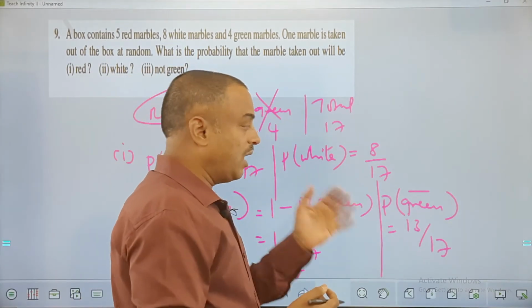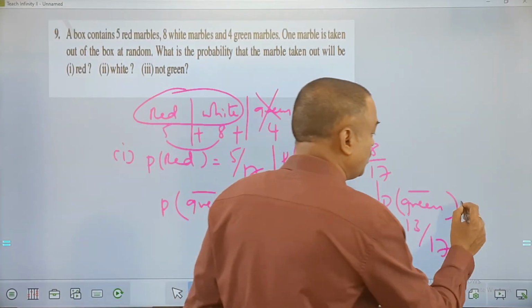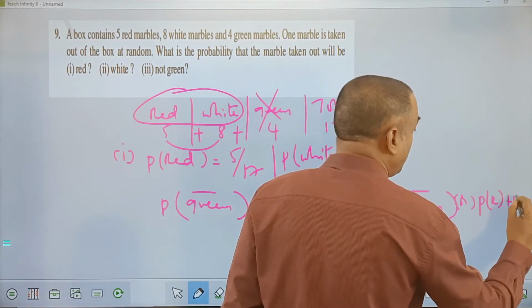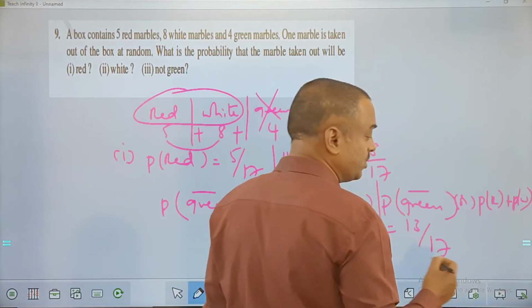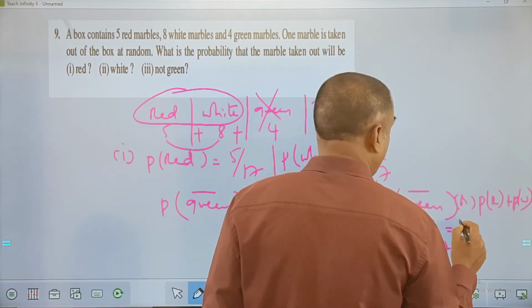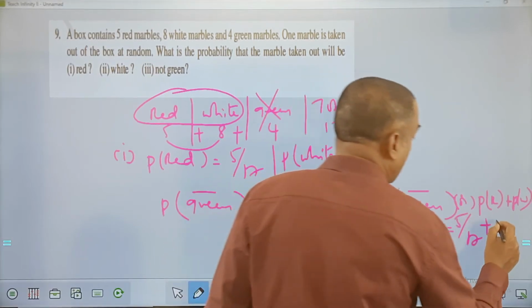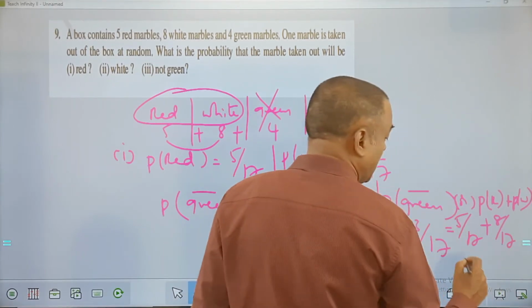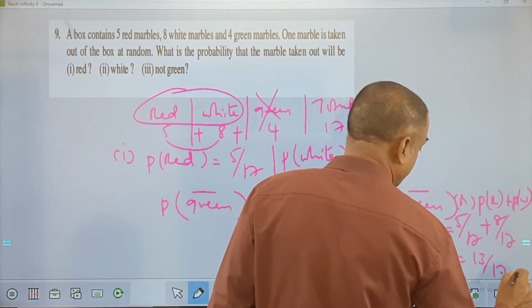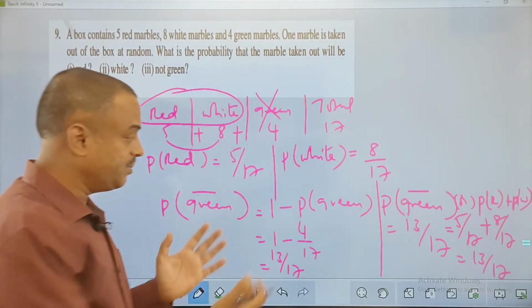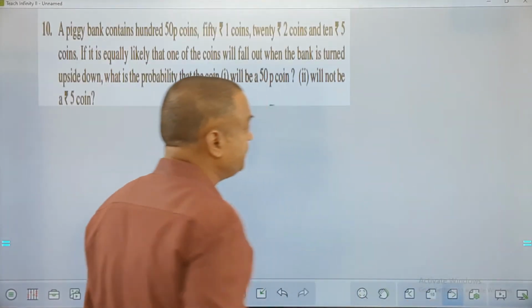Okay, so how do we do this question, friends? Completely closing this question here. Probability of getting a red or white: we'll add both of them. Red chances are 5 by 17 plus white chances are 8 upon 17, which is equal to 13 upon 17. So this is a method to find this. If you want to write any statements, please do that here like this.